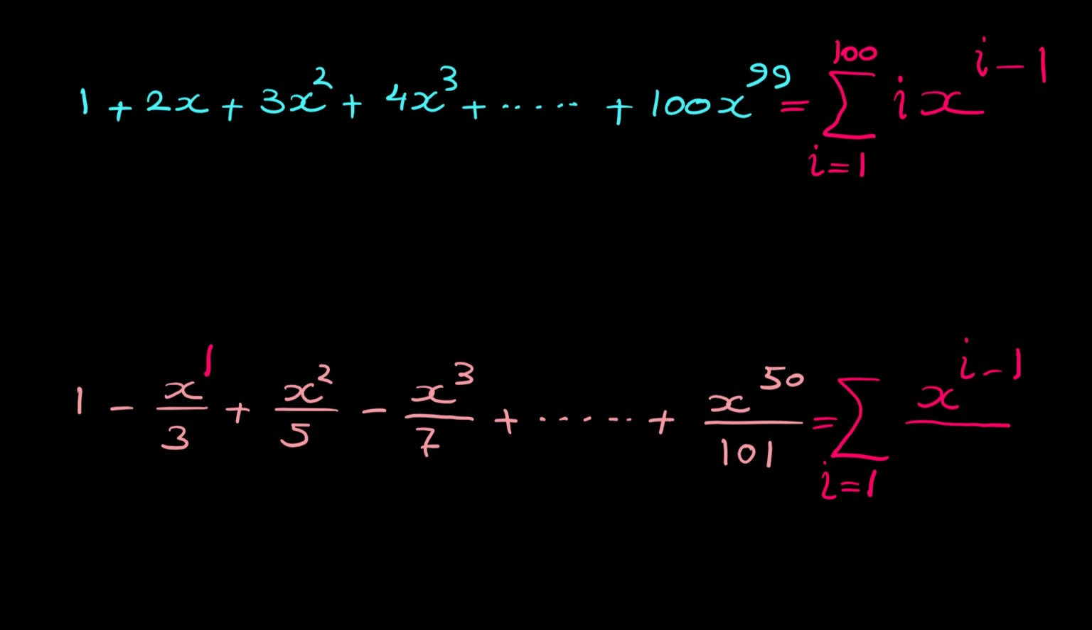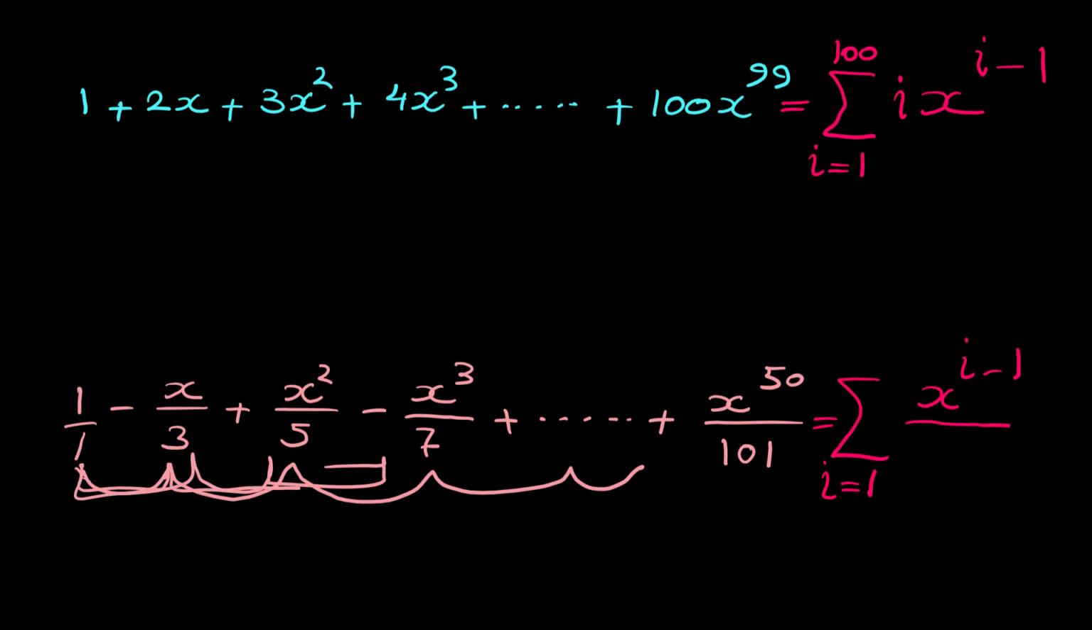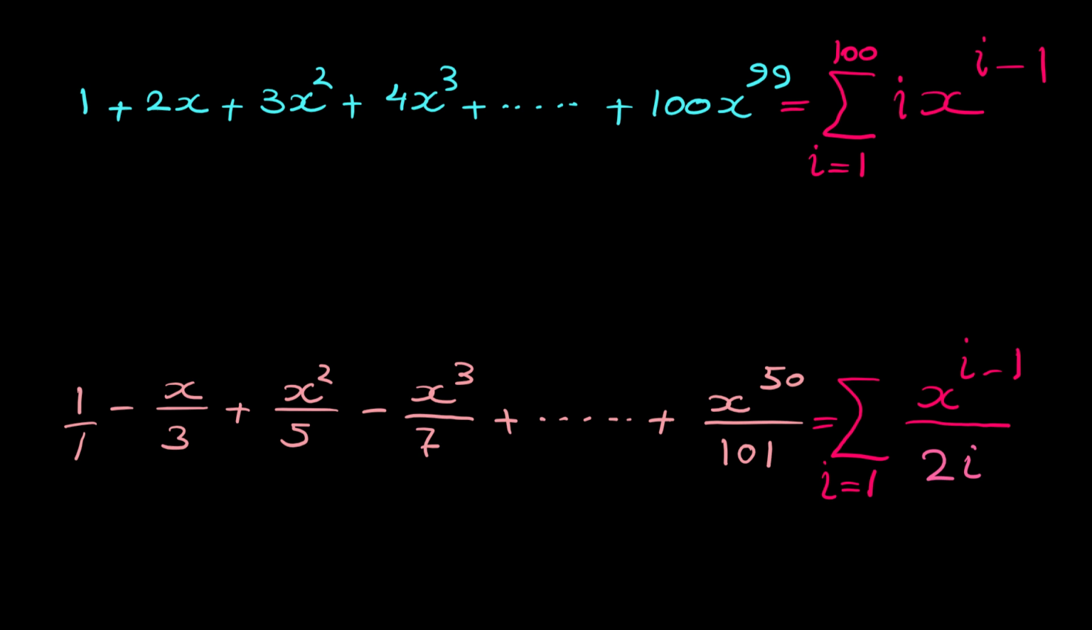Now look at the denominator. As you can see, in the denominator we have a different story. Pay attention, this is like 1 over 1, 3, 5, 7, and so on. What do you notice? A common difference. What is the common difference? 2 units increase, 2 units increase. So in the denominator we have to write something like 2i. But is it 2i or do we have to change it? Of course we have to change it. 2i minus 1.